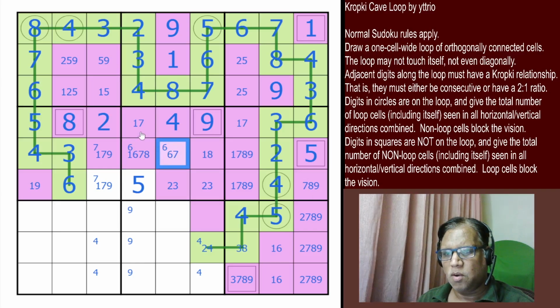What is now count of this? 1, 2, 3, 4, 5, 6, 7, right? 1, 2, 3, 4, 5, 6, 7. So that 7 is done, right? That means this has to be 7. This somehow has to be on the loop. The only way for this to be on loop is like this, isn't it? That's the only way for this to be on loop, right? Yeah, it has to go like this. There is no other way going like this.